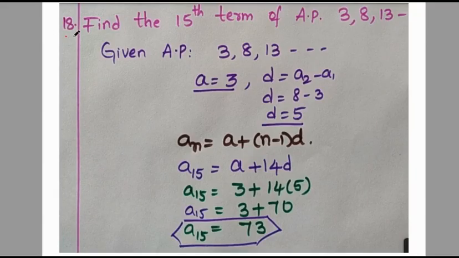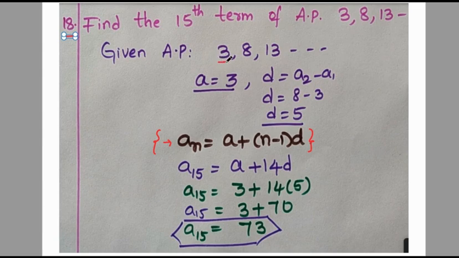Moving on to the 18th question. Find the 15th term of the AP. So nth term formula is a plus (n minus 1) into d. Whenever a term of an arithmetic progression is asked, you have to write the formula, students. You will at least get half mark. Nth term is a plus (n minus 1) into d.